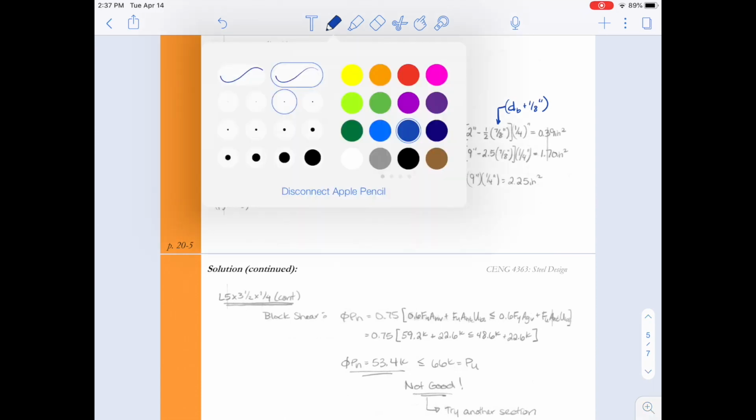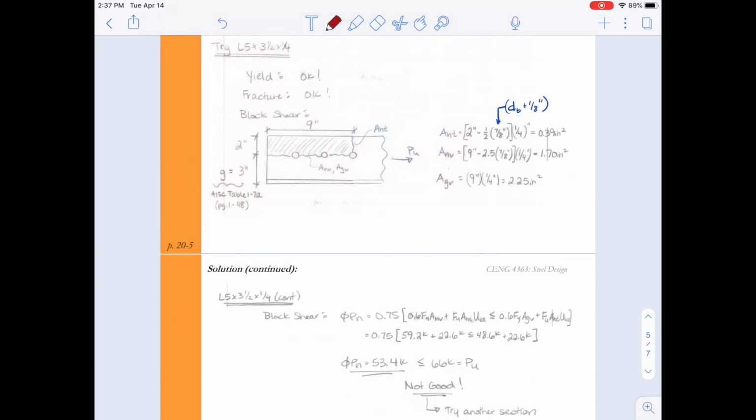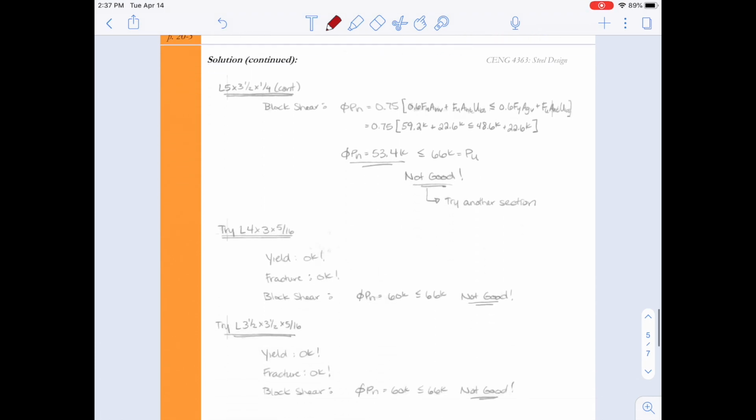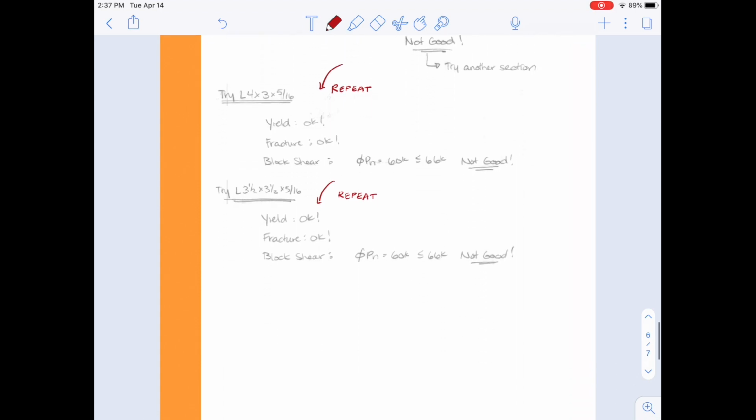and we see that the block shear capacity for this particular member is 53.4 kips, and our design load was 66 kips. So that means it's not good. So we're going to have to try another section. So I want you to repeat the same deal. We repeat it for the next lightest angle. We see that one doesn't work. It has a slightly higher block shear capacity, but still doesn't work. So we try the next angle. That one doesn't work. We have to try another angle.